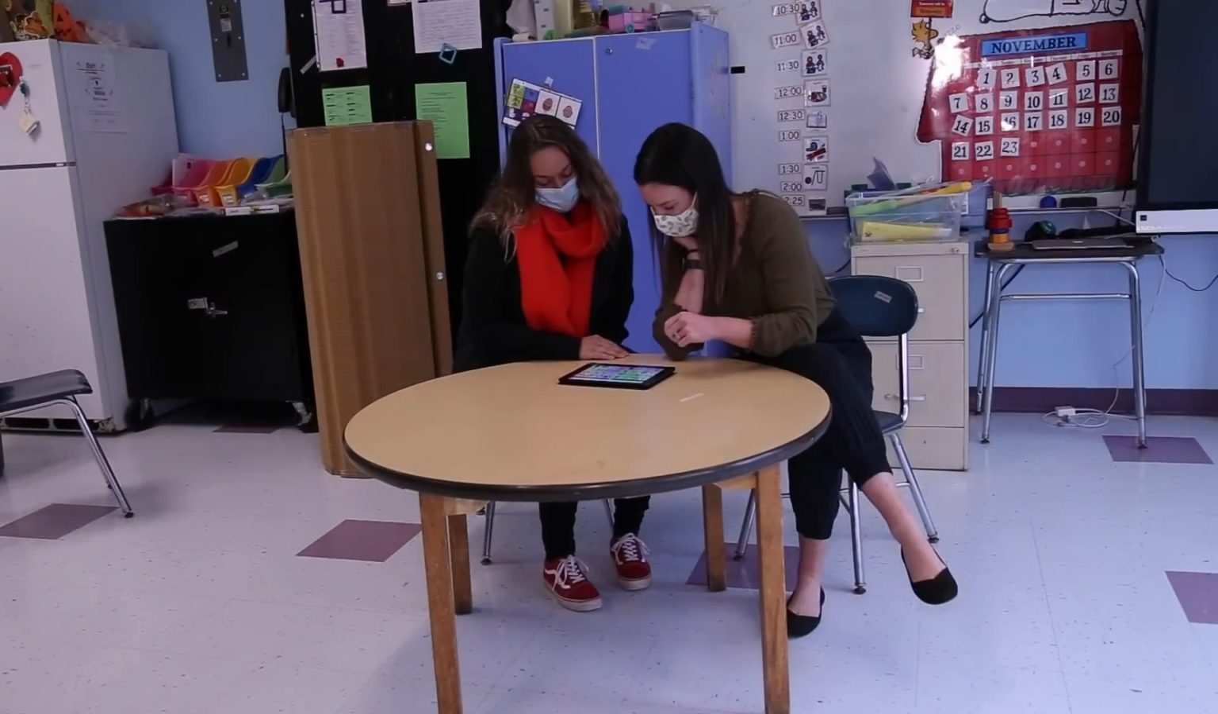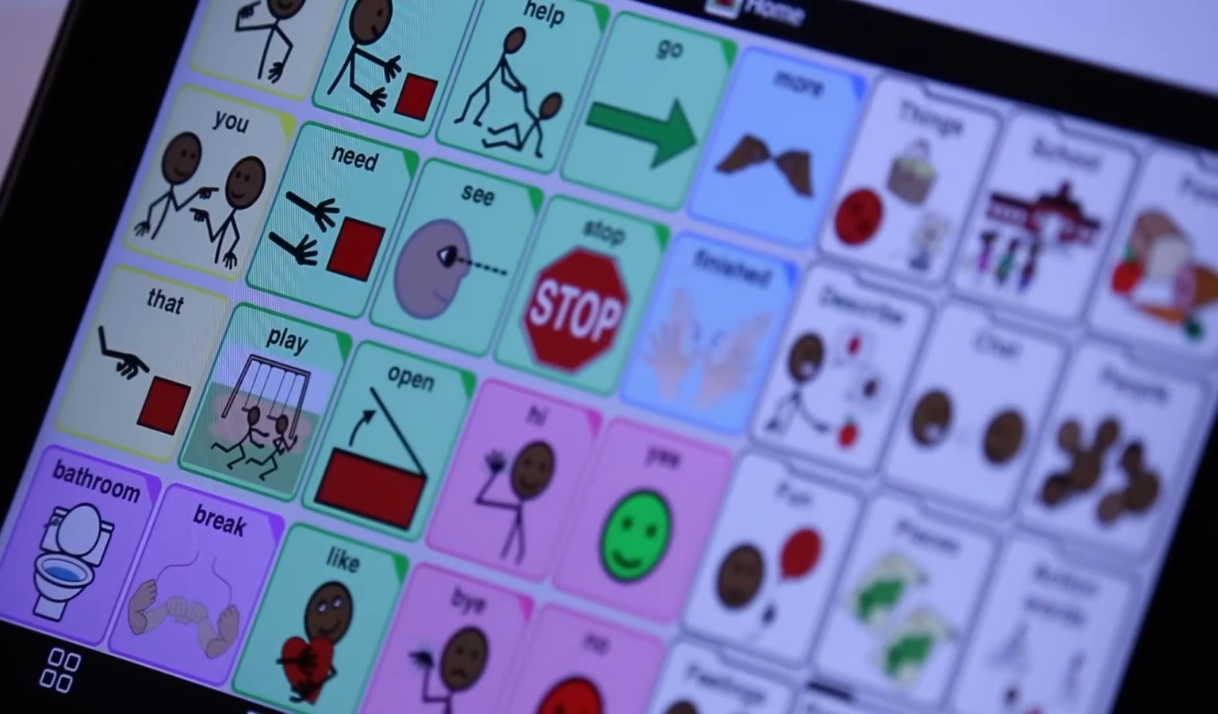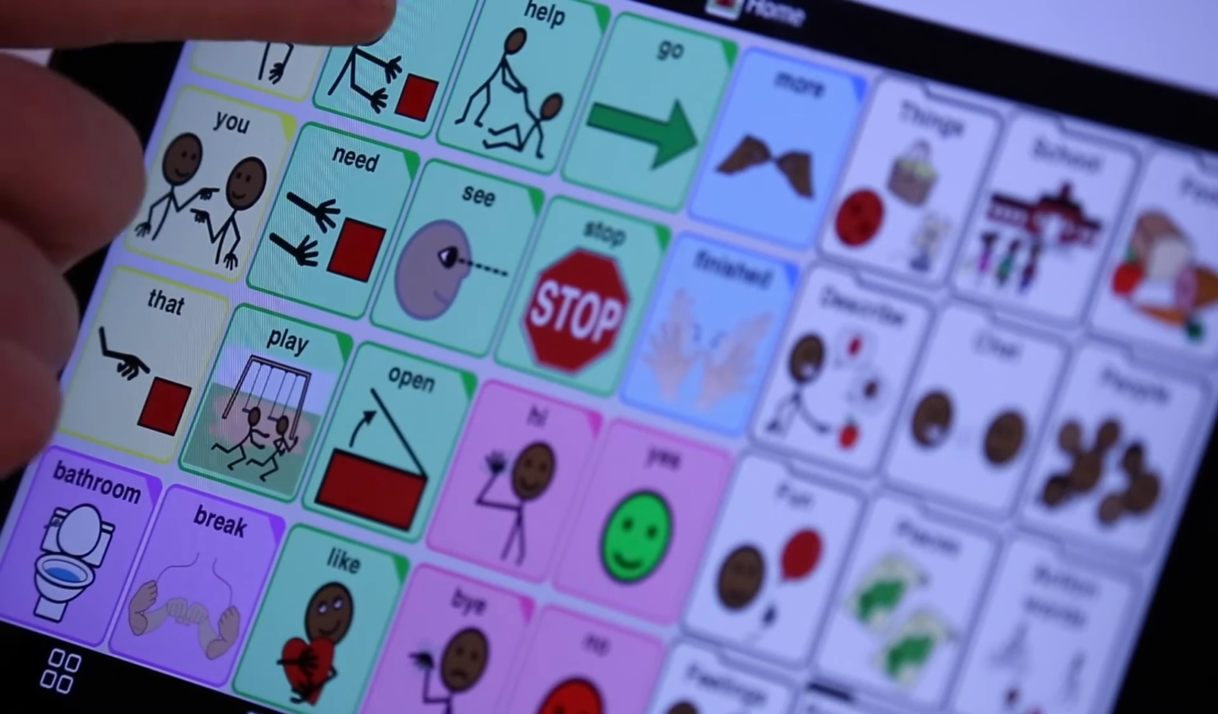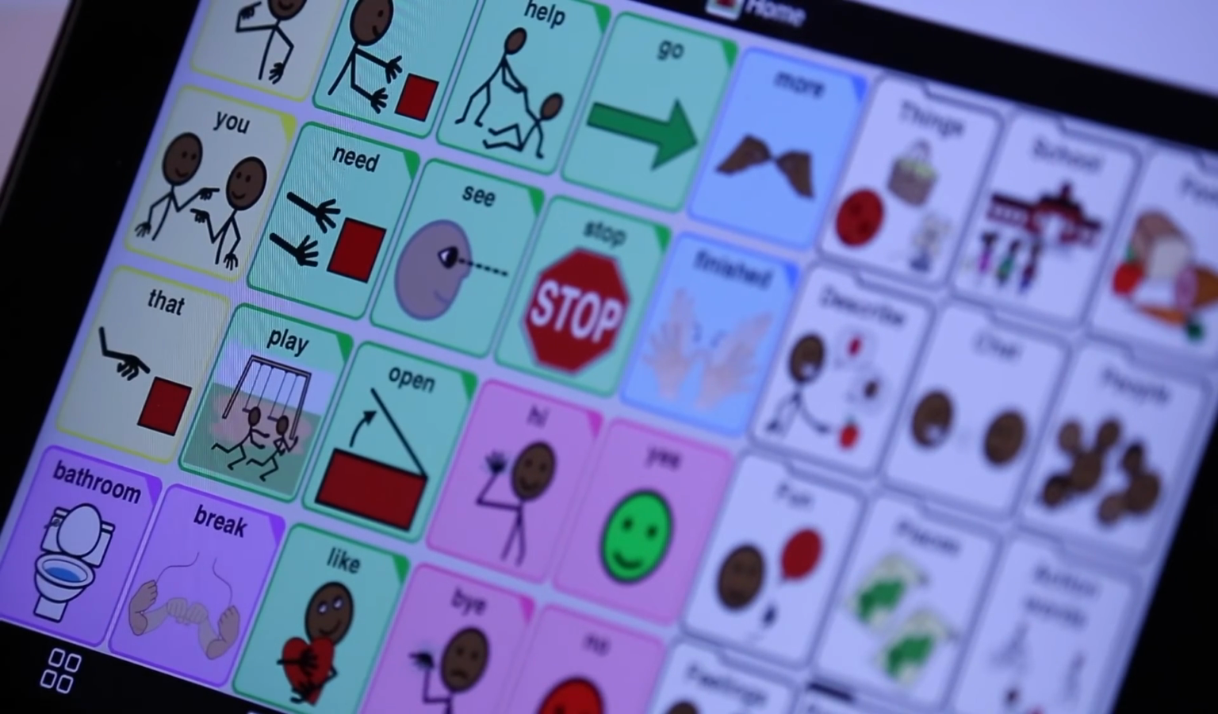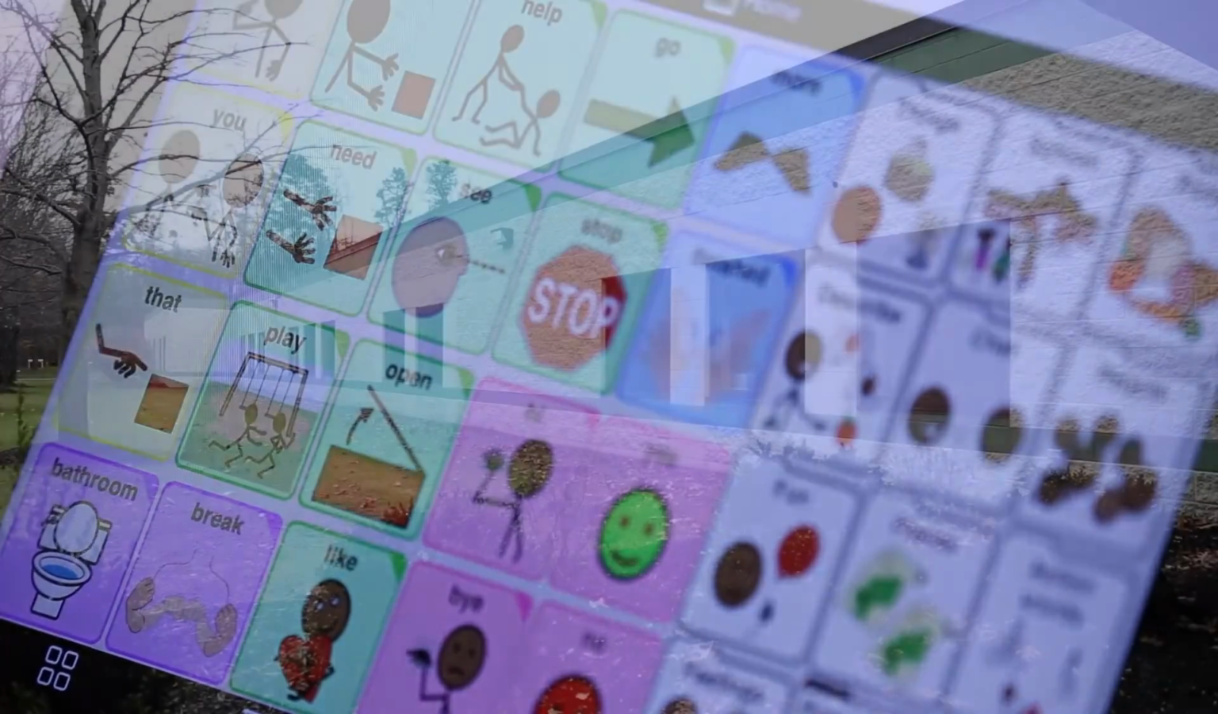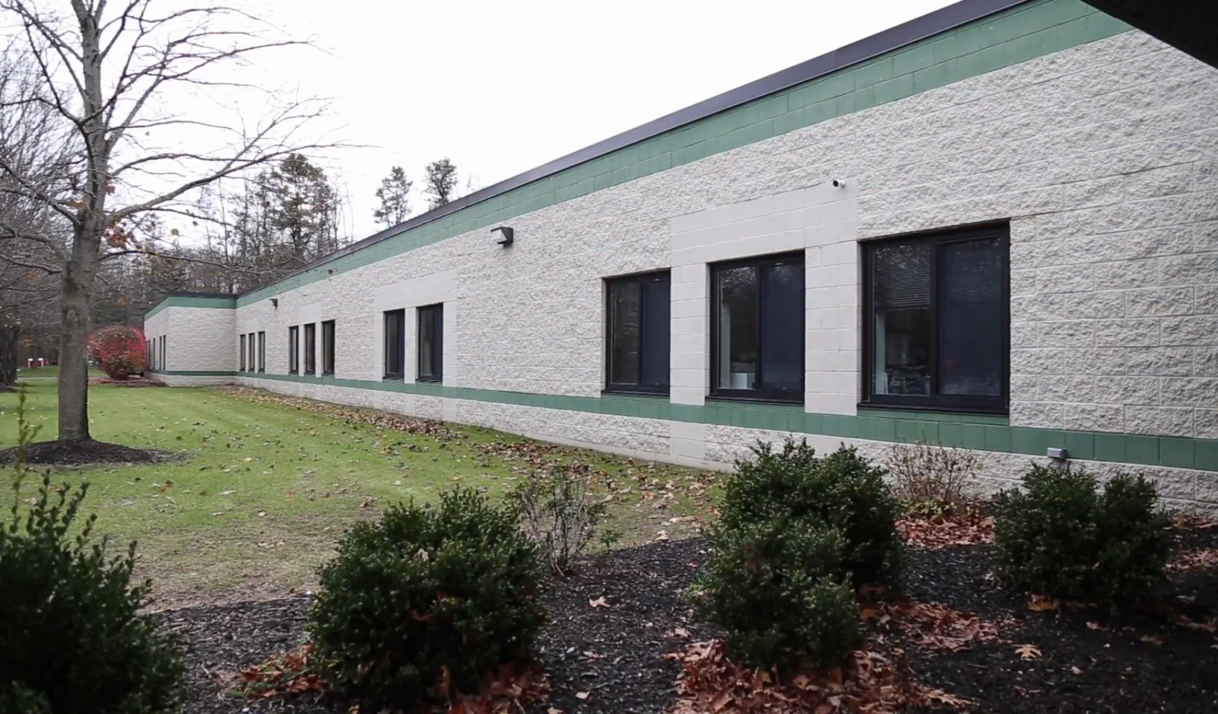Let's see how it works. So for example, you could say, I want to go. Want go. Or you could say, I like to play. Like play. Kelsey Govil is a speech teacher.